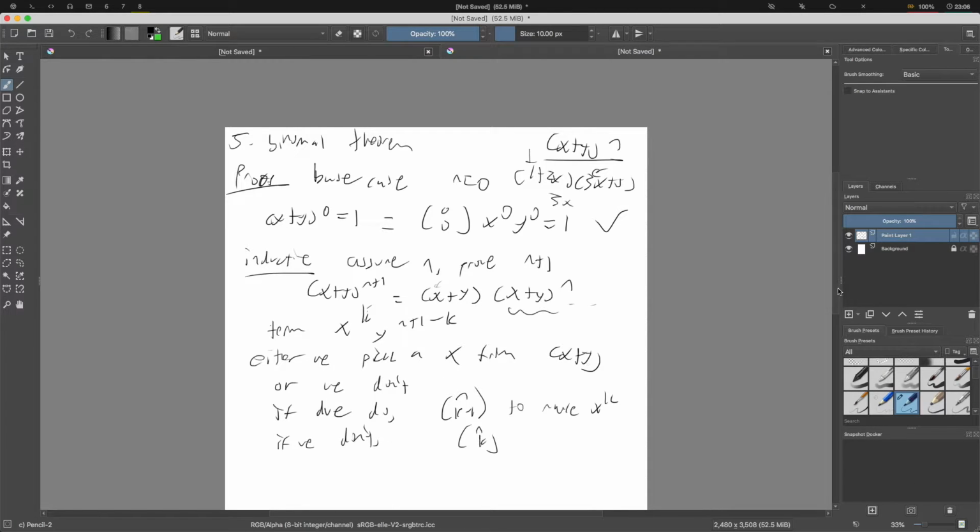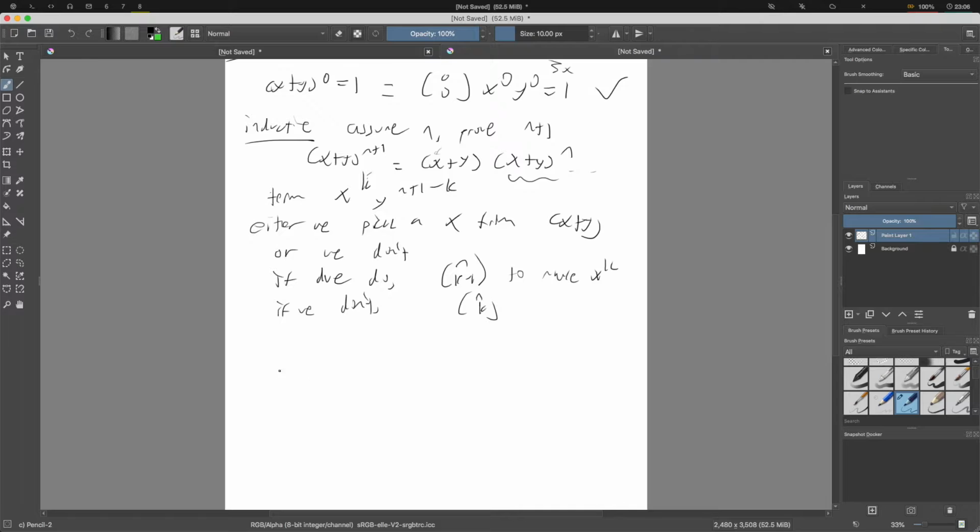So in that case, the coefficient of this must be n choose k plus n choose k minus 1, which by our previous theorem is just n plus 1 choose k. So that means that the coefficient of this term here is going to be n plus 1 choose k, x to the k, y to the n plus 1 minus k. And that completes the proof.